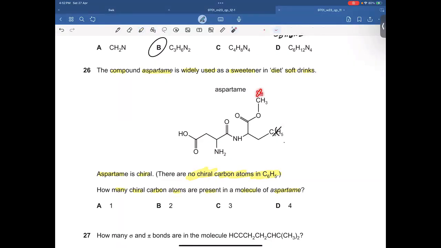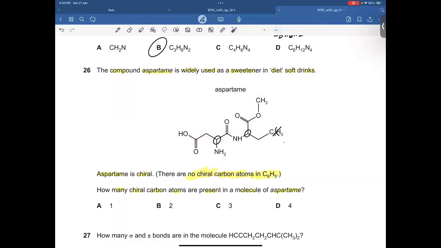This is not going to be the chiral carbon because 3 hydrogen atoms are attached. This is not chiral because 2 similar hydrogens are attached. This is a double bonded carbon atom, no chiral. Double bonded carbon atom, no chiral. Double bonded carbon atom, no chiral. This is CH2, which is not chiral as well. So how many left? This one and that one. So these 2 chiral carbon atoms exist in this.